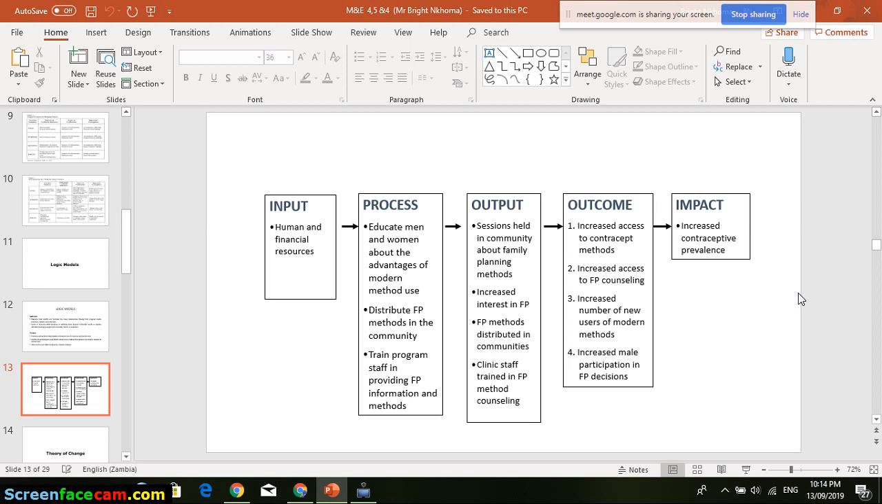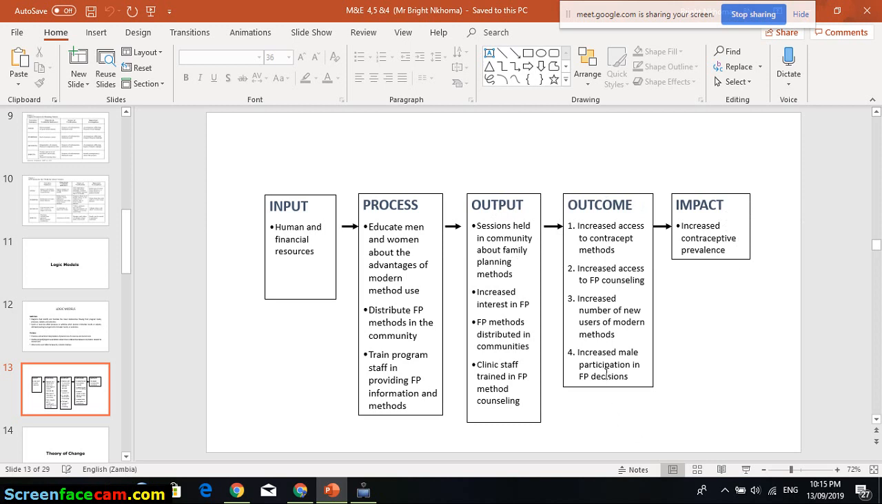Wonderful. So this is all about the logic model. It's very simple. When you look at this, it's also similar to the logical framework, in the sense that in the logical framework we used to have inputs, then indicators, then means of verification, then important assumptions. So even here, we can have input indicators, process indicators, outcome indicators, output indicators, then impact indicators.